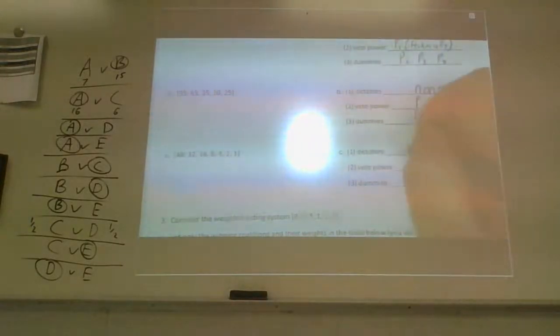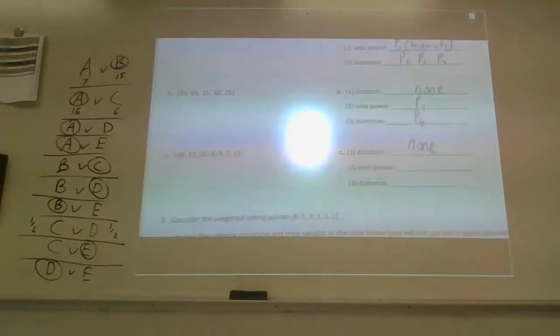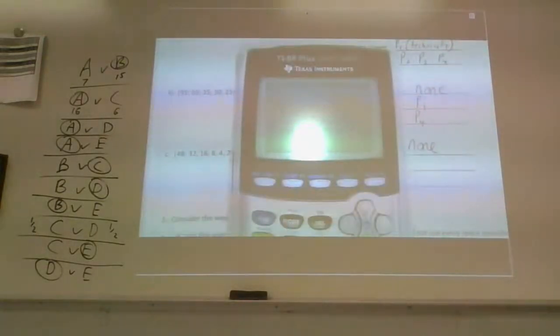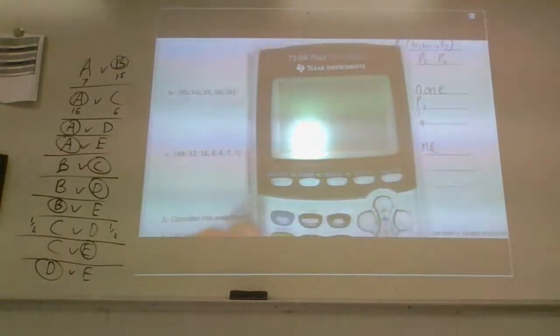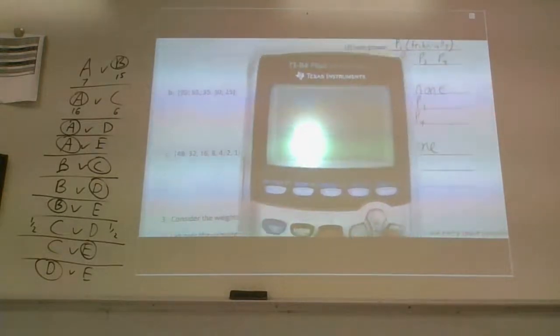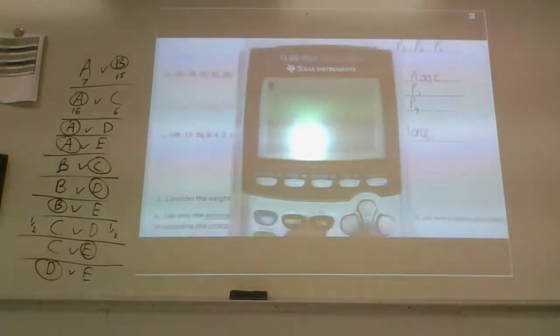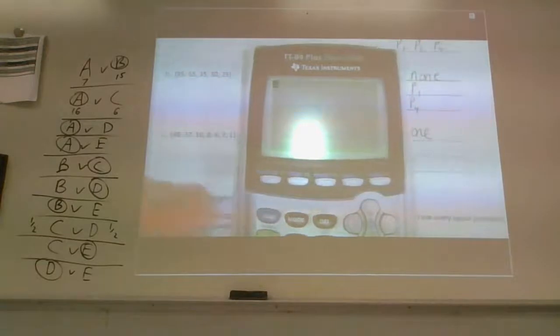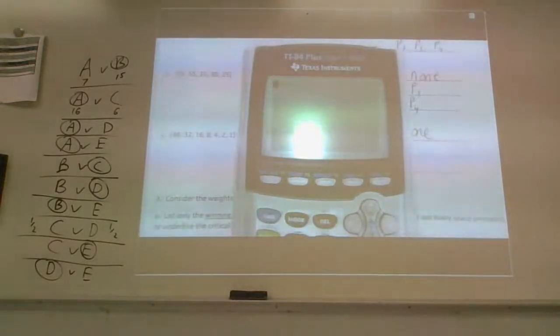In part C, there are no dictators. Again, dictator is very easy to determine. Basically, does the number of votes that they have, does their weight exceed the quota or meet the quota? Let's talk about veto power then.